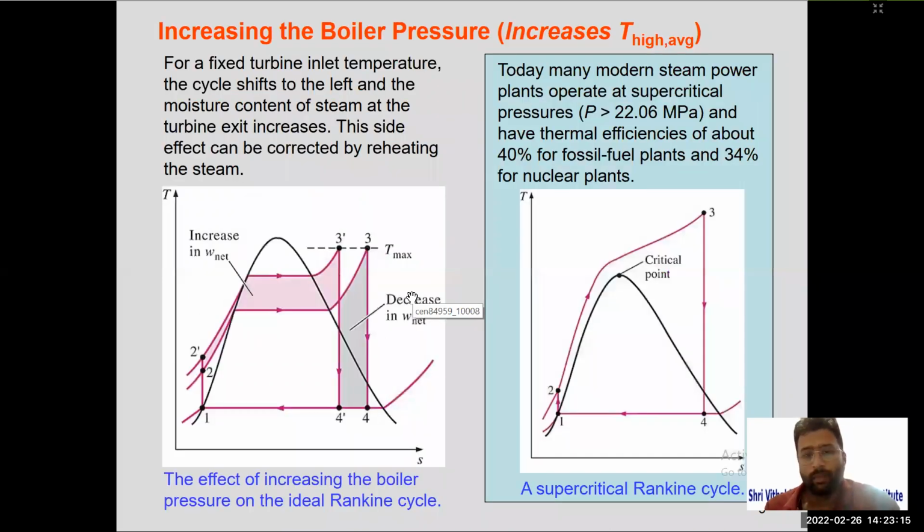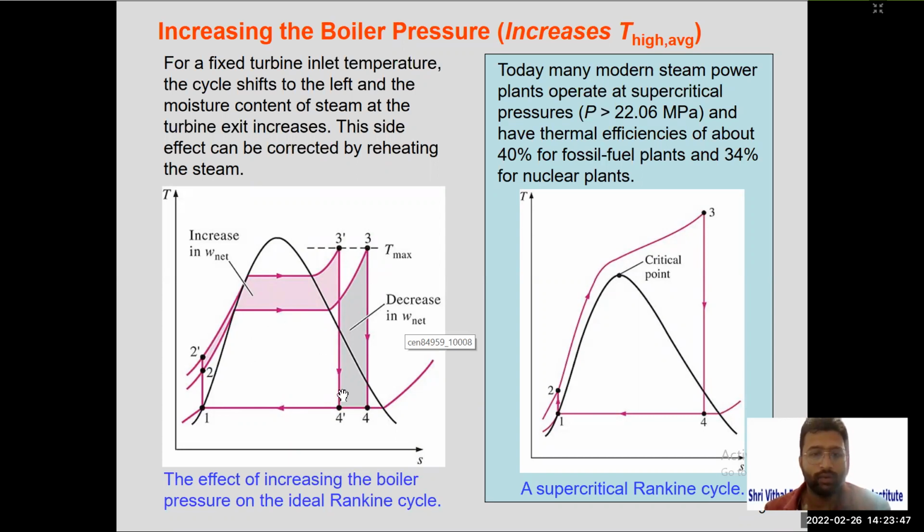Next method of improving the efficiency is increasing the boiler pressure. So the first was lowering the condenser pressure, the second was superheating the steam, and now the next is increasing the boiler pressure. Again, see here the initial curve for the Rankine cycle is 1 to 2, 2 to 3, 3 to 4, 4 to 1. This was the initial curve of the Rankine cycle.